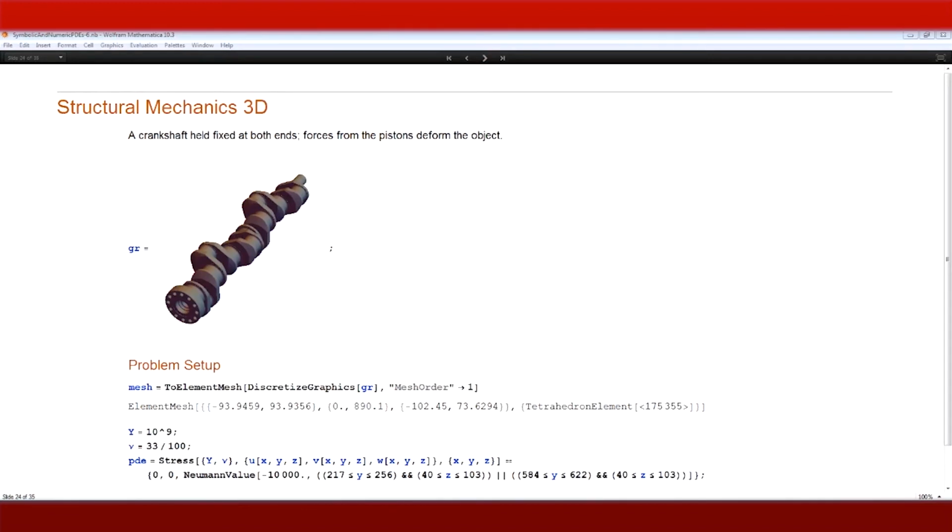Let's look at the 3D structural mechanics problem. We have a graphics of a crankshaft. That crankshaft is held fixed at both ends, and forces from the piston deform the object.